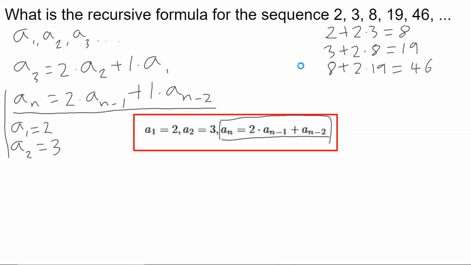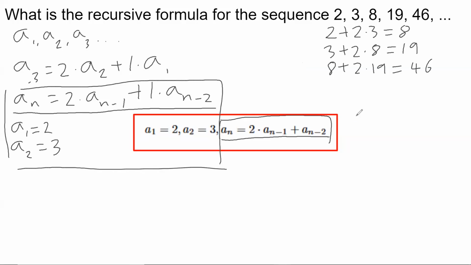Whoa, what the heck just happened? Okay, right here is our solution. And you can see that is the same thing as the thing in the red box.